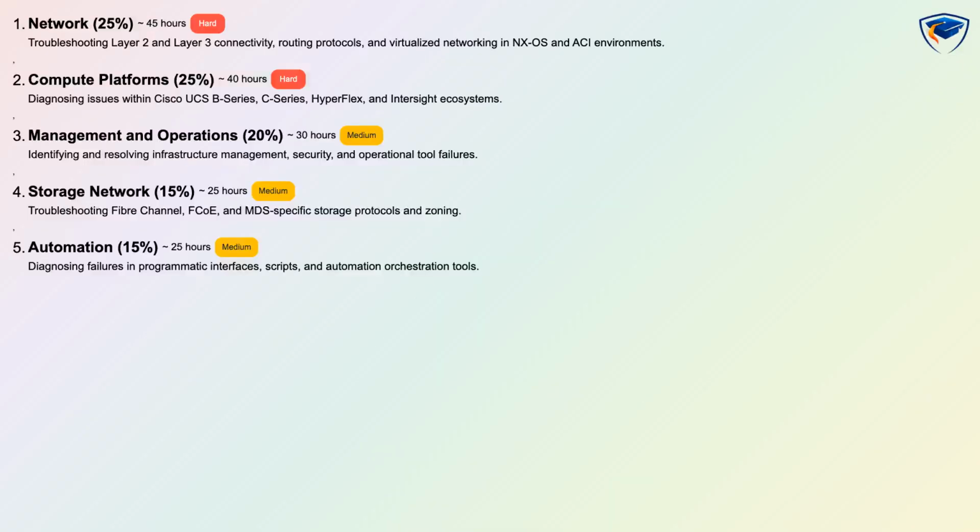Overview first. The exam is divided into 5 domains with exact weights as provided. Network carries 25%, compute platforms 25%, management and operations 20%, storage network 15%, and automation 15%. Each domain specifies difficulty, estimated learning hours, and assessment type so you can plan study time and hands-on practice effectively.